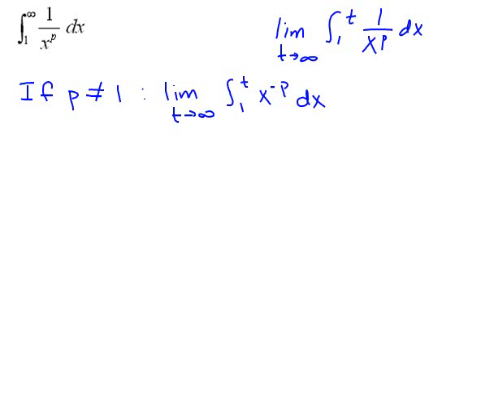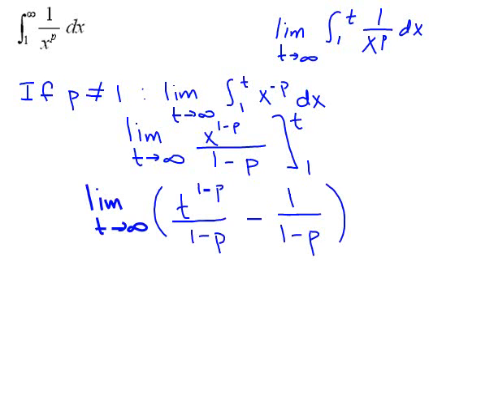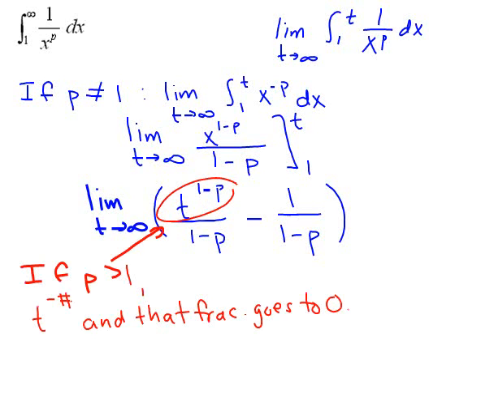If p is not equal to 1, then we can use the power rule to anti-differentiate. So to reverse the power rule, increase the exponent by 1 and divide by it. Then plug in the t and the 1. Now here, if p is a number greater than 1, the exponent 1 minus p will be negative, and t raised to a negative exponent will go to 0 as t goes to infinity. Thus, the integral would converge.